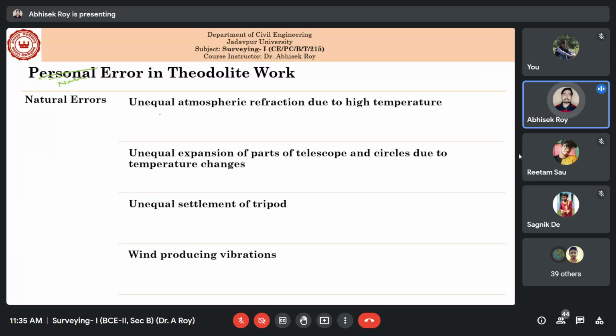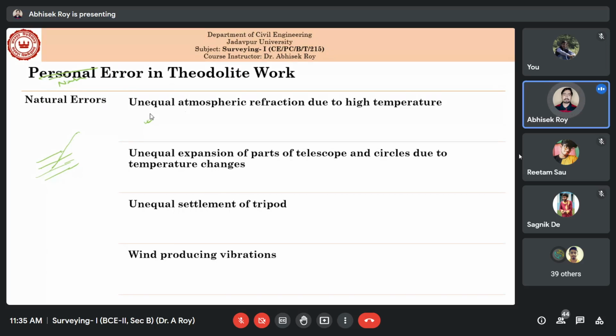Then natural error can be there due to inaccurate atmospheric refraction due to high temperature. Whenever there is high temperature, all the layers will have different densities. So obviously the object will come from a long way, so ultimately it will pass through different refracting media. So due to that some error will be there, but this sort of error will not be very much when you are dealing with a very small part of your area.